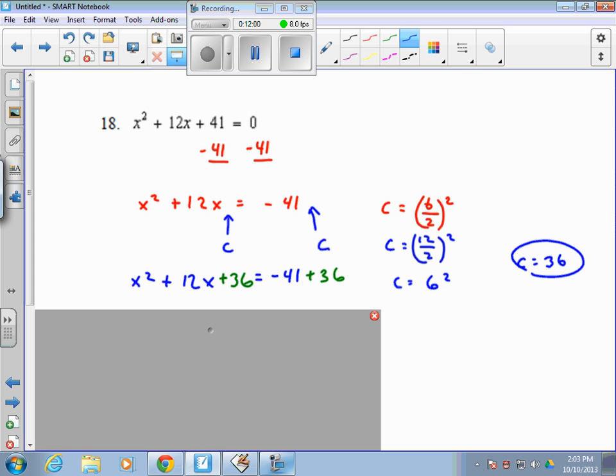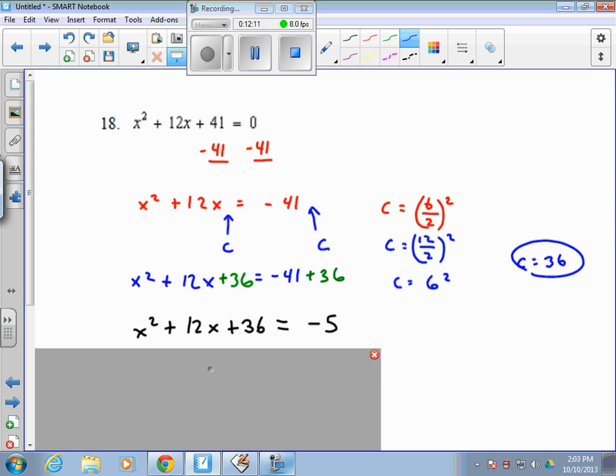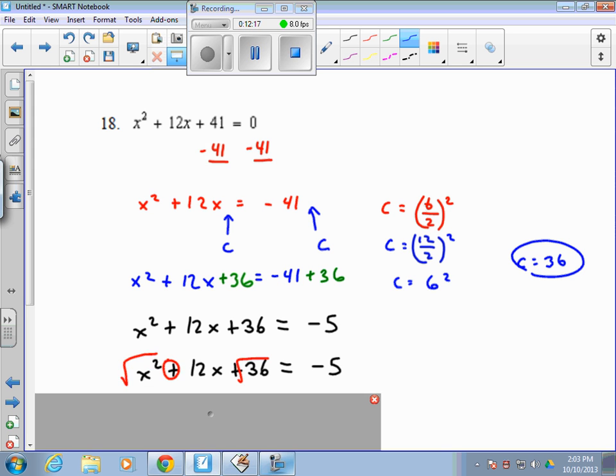So on the left, we're going to plug in c's value 36. But since you add 36 to the left, you have to do likewise to the right. So now we have x squared plus 12x plus 36 equals negative 41 plus 36. When you combine negative 41 and 36 on the right, it leaves you with negative 5. So that's a perfect trinomial now. X squared plus 12x plus 36.